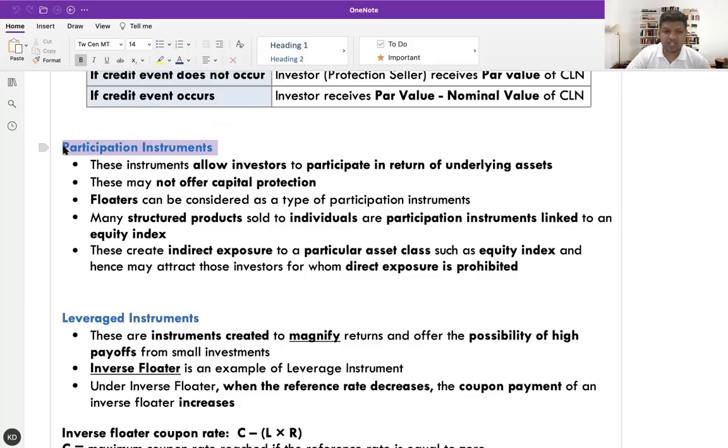Then you have participation instruments. Now, many institutions like insurance or pension funds are not allowed to invest in high risk instruments like equities beyond a particular percentage. For example, let's take a pension fund which is not allowed to put more than 10% in equity. So where is the other 90% of its money going to be? 90% of its money is going to be in the bonds, right?